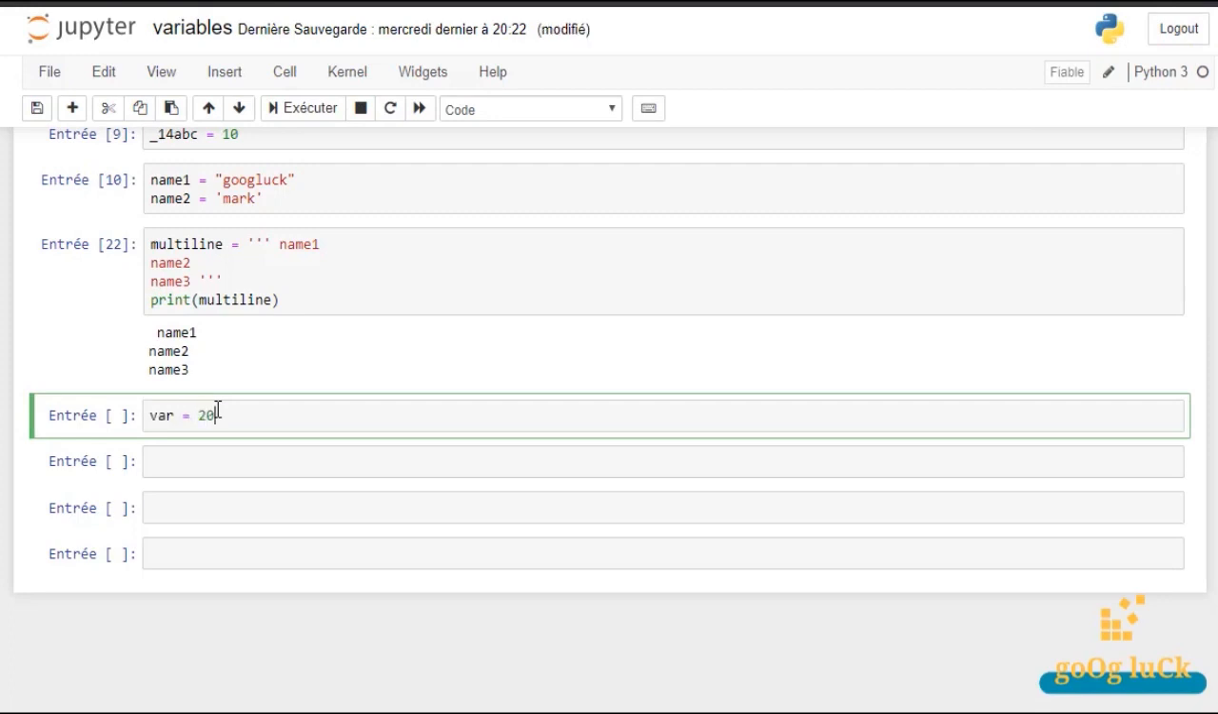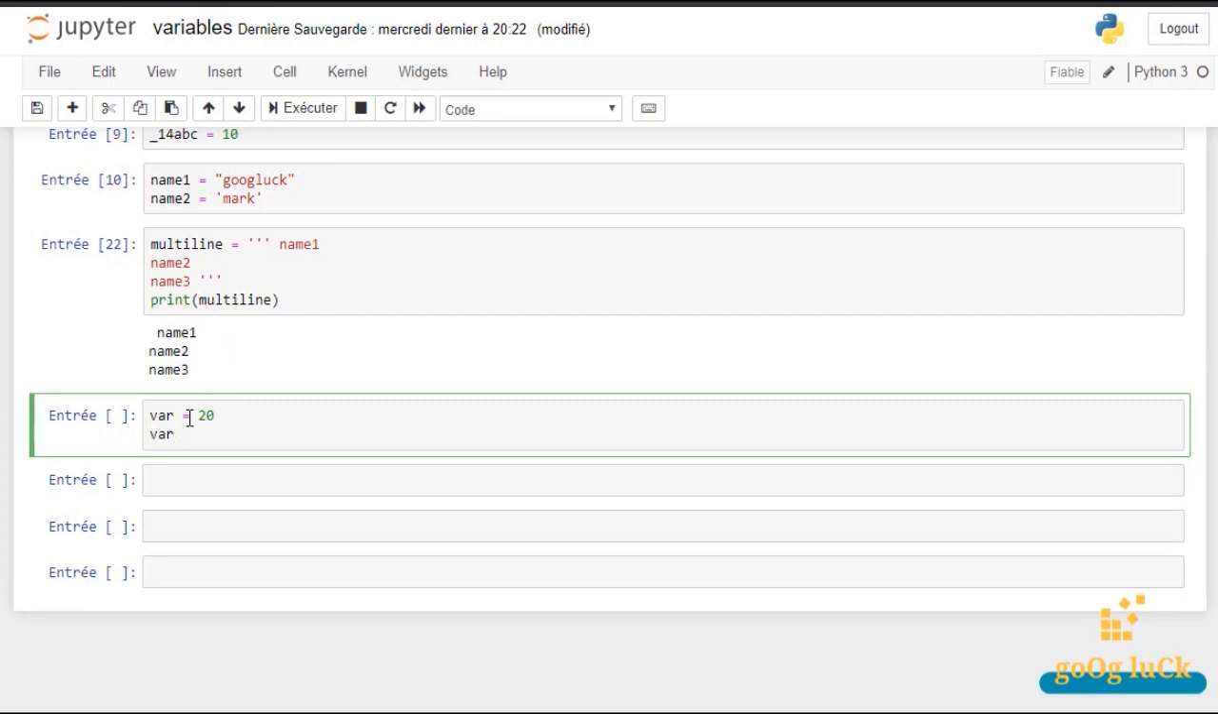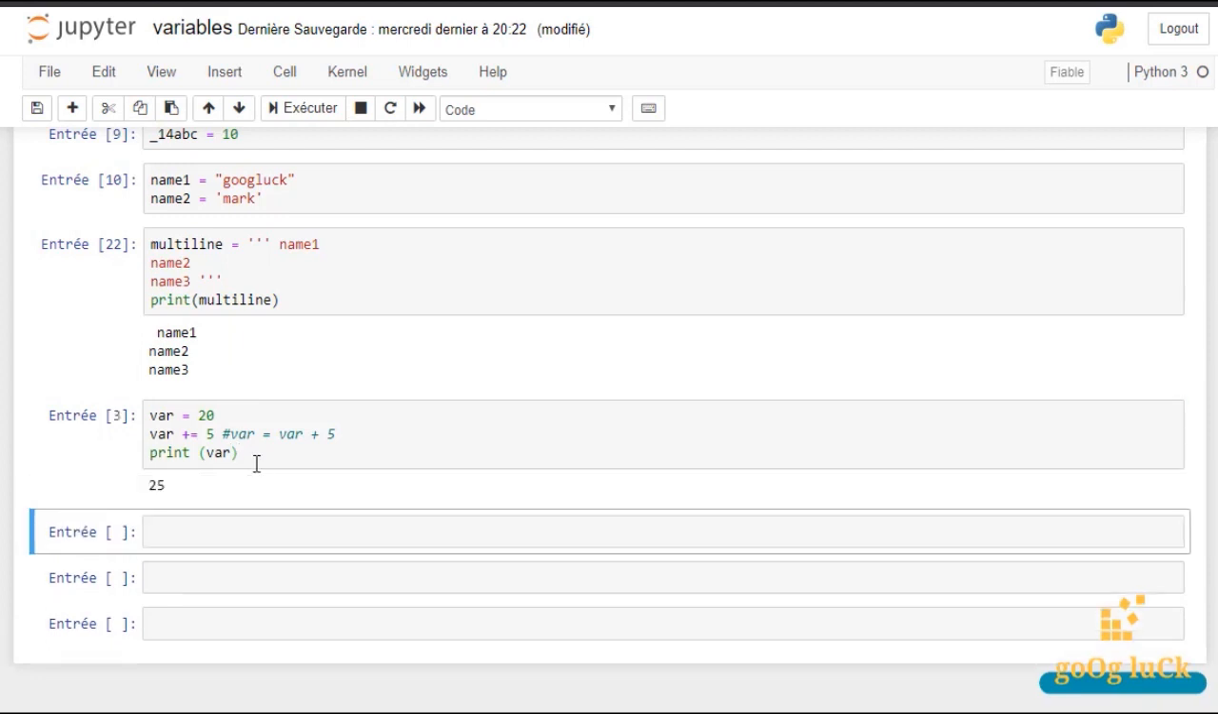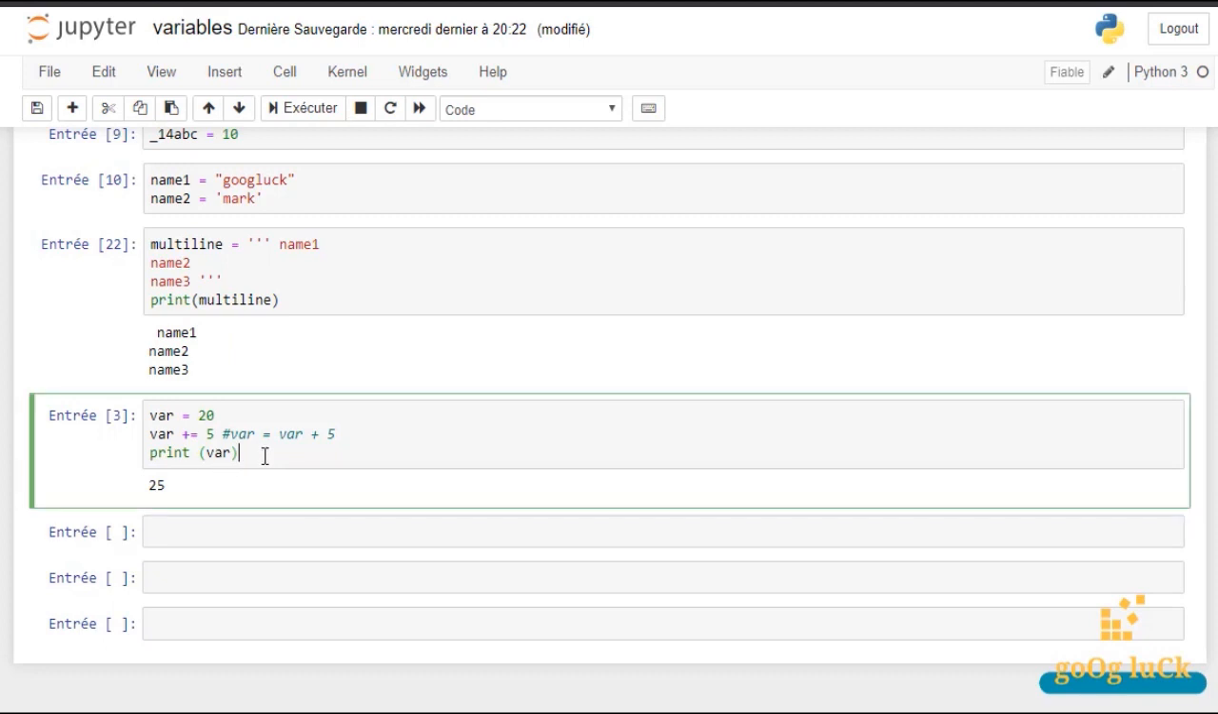So, for example, I'm defining a variable var equals 20. This equals is nothing but the assignment operator. Var plus equal to 5, then again an assignment operator. So what does this mean? It means var equals var plus 5. If you print the value of var, what do you think the output should be? You'll get the output as 25, since the value of var is already 20, so 20 plus 5 is 25. So the updated value of var is 25.